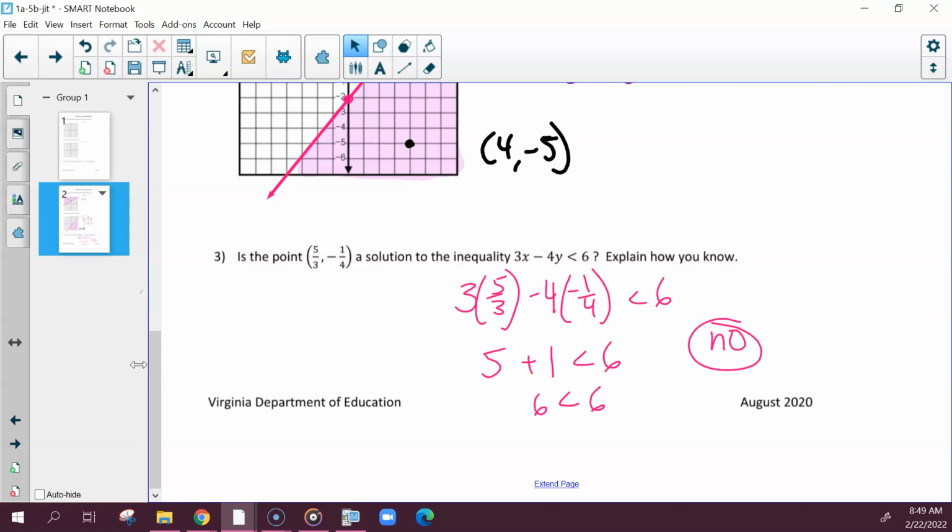So if you have a dash on the last one, like this, then that would be correct. That would have been correct, because 6 is equal to 6, it's just not less than.